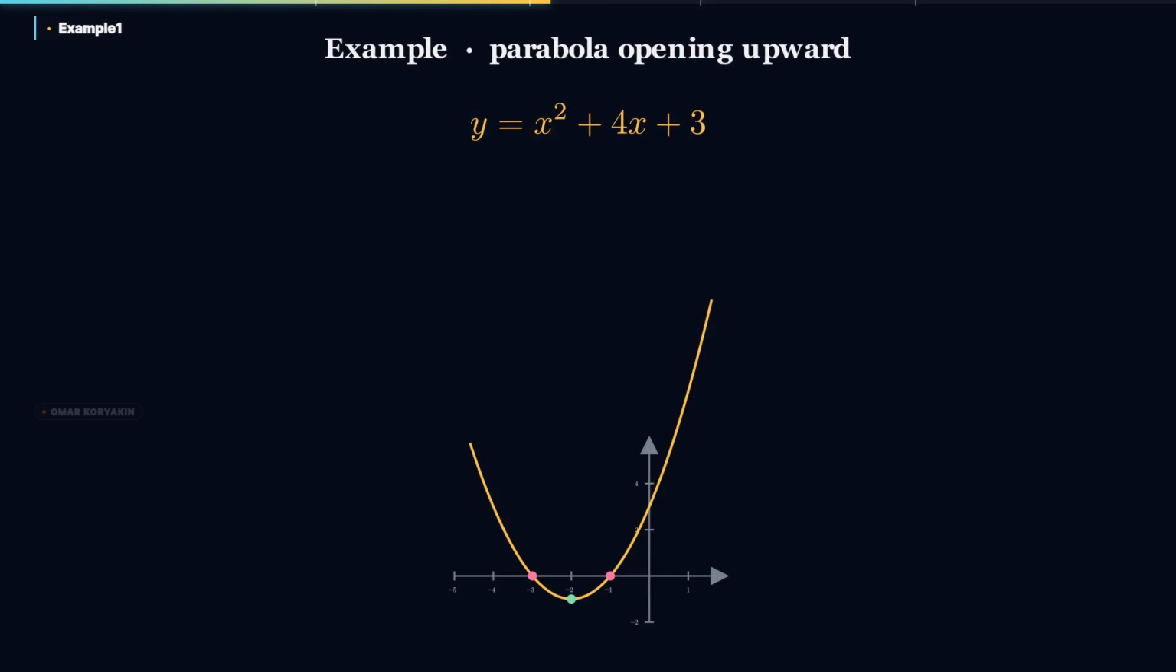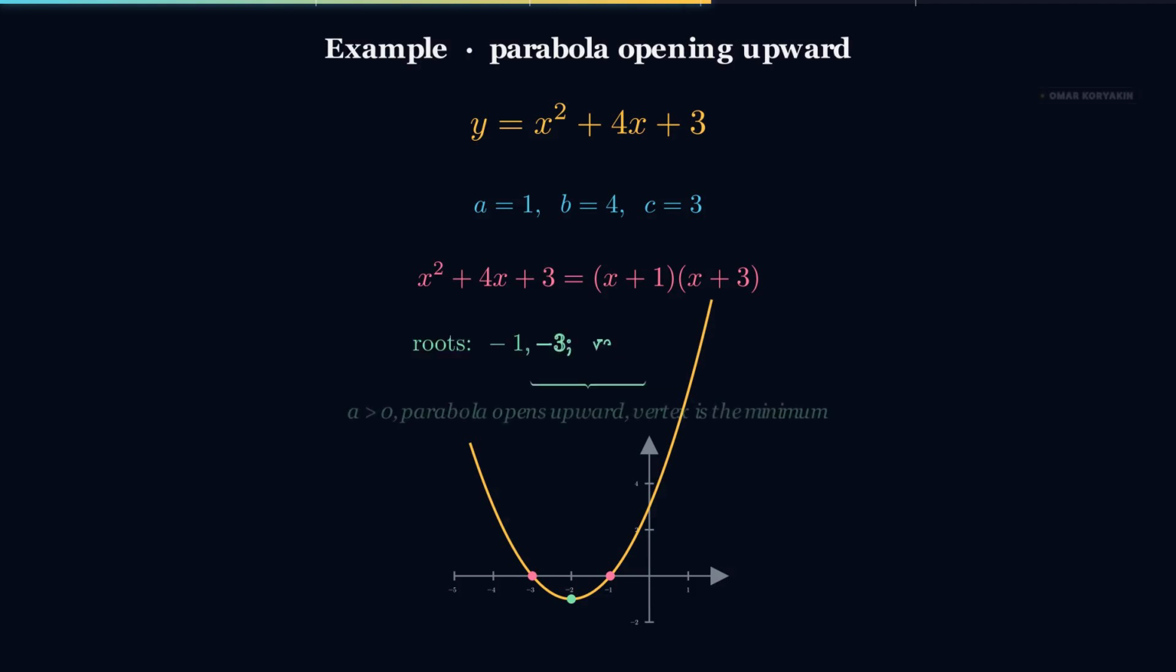Y equals x squared plus 4x plus 3. The parabola will have a positive leading coefficient, so it opens upward. Identify a, b, c: a is 1, b is 4, c is 3. Factor x squared plus 4x plus 3 equals x plus 1 times x plus 3. The roots are x equals negative 1 and x equals negative 3. The vertex sits at x equals negative 2, halfway between the roots. Substituting gives y equals negative 1. Vertex at the point negative 2, negative 1. Since a is positive, this vertex is the minimum value of the parabola.